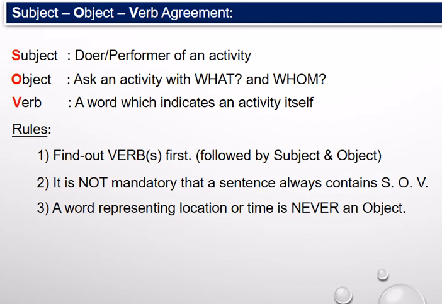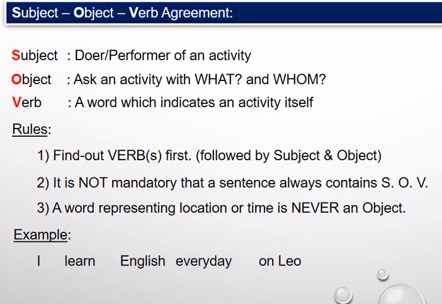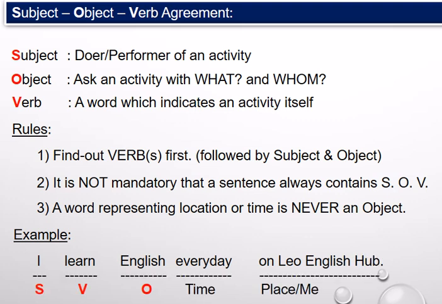I'm going to give you one example as well. So here we have one example: I learn English every day on Leo English Hub. And I have identified the three components of SVO. First of all, on your screen you can see everything has been done.